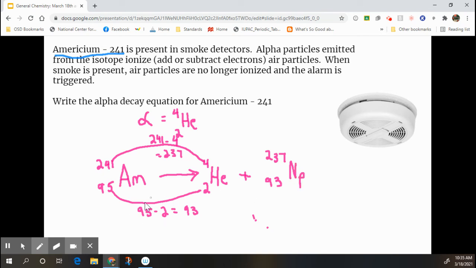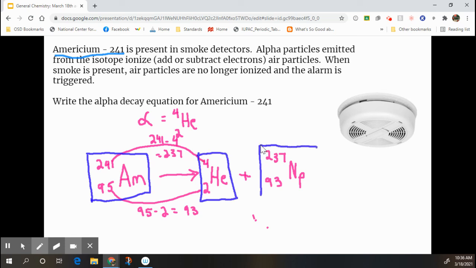So you don't have to show the work where you do the subtraction, but the important pieces here are having what you start with on the left-hand side. Sometimes we call that the parent isotope. Here is your alpha particle, and here is what we sometimes call the daughter isotope. And in this case, it's going to be the neptunium. And then the arrow just shows that decay is occurring.